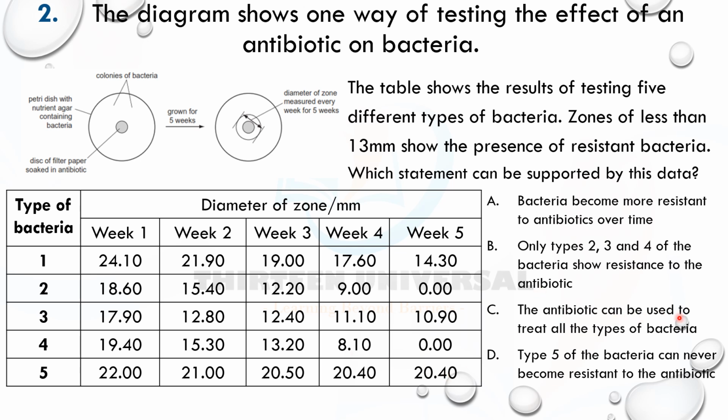C says the antibiotic can be used to treat all the types of bacteria. No, it cannot. It can only be used to treat 1 and 5, because bacteria show resistance in 2, 3, and 4. Option D says type 5 of the bacteria can never become resistant to the antibiotic. If you continue, it's going to end up resistant. So the answer is B.